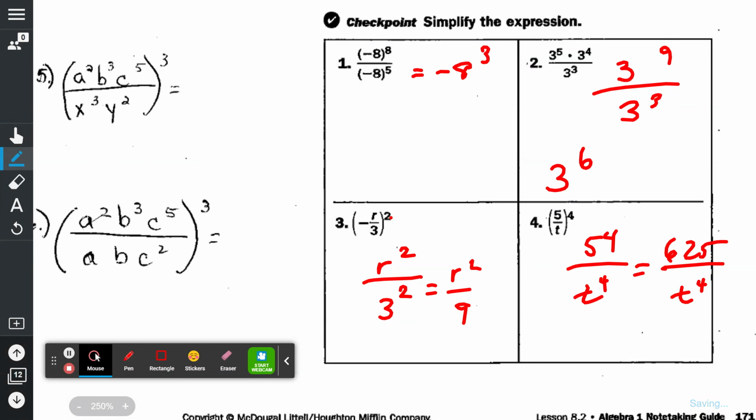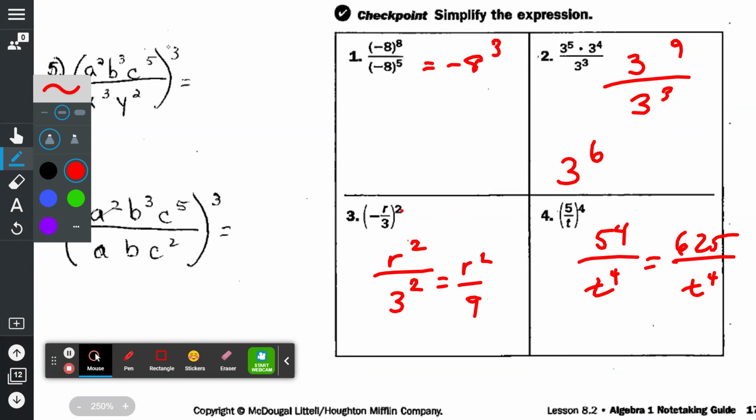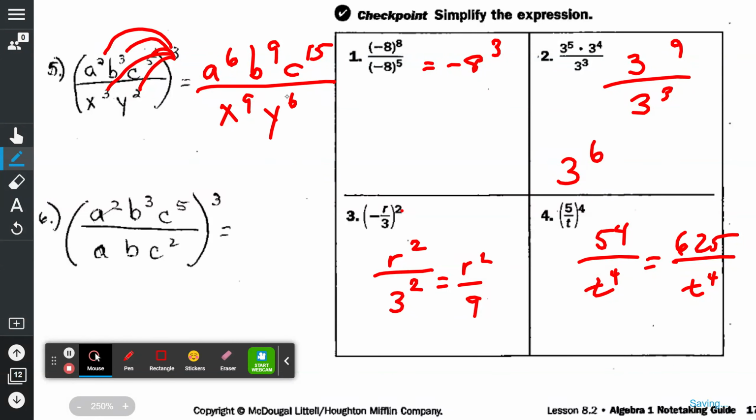Okay, now let's look over here to these problems, which look a little more complicated. And what you're going to do is you are going to fake distribute this 3 to every single factor and quotient. So this becomes a to the 6th, b to the 9th, c to the 15th, all over x to the 9th, y to the 6th.